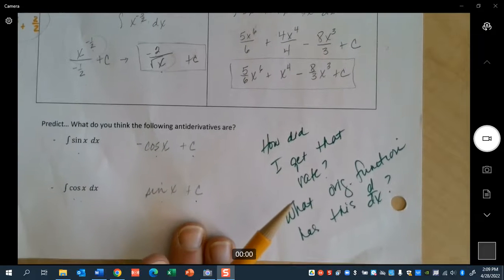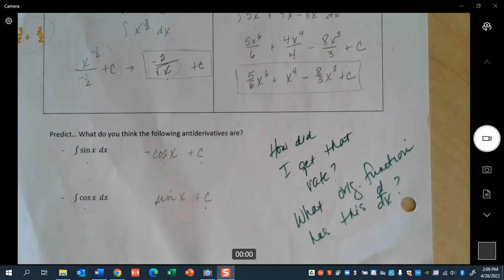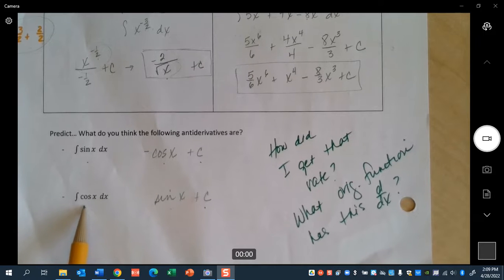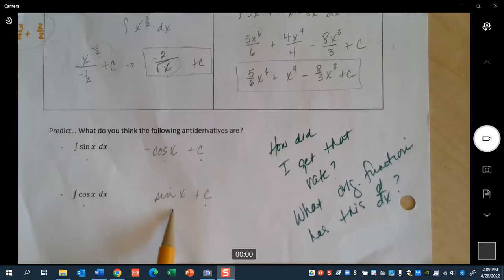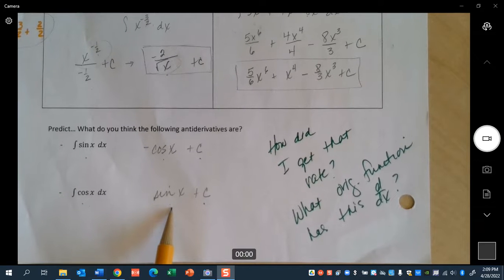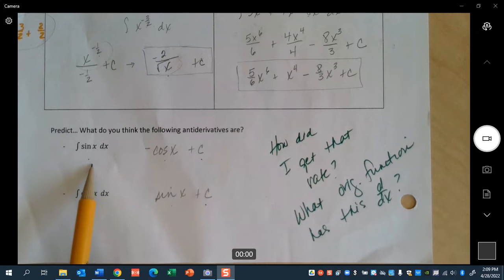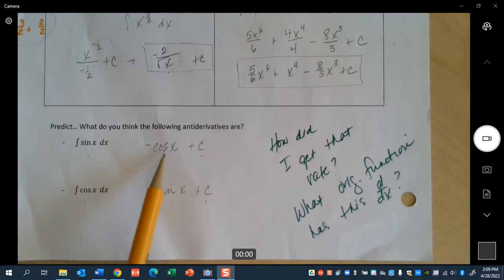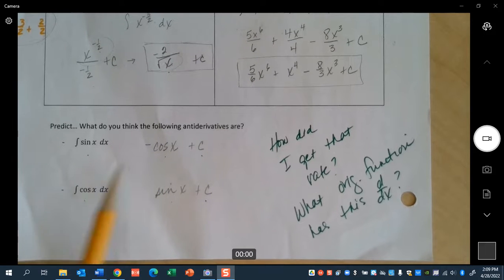So I loved this bottom part. Predict what you think the following antiderivatives are. And again, that whole chart is our next lesson. All you have to do is, instead of reading it from left to right, read it from right to left. If you want to know cosine, find what function has a derivative equal to cosine. That integral is going to be sine. If you ask what has a derivative that's the opposite of sine, notice this is the one that's negative now.